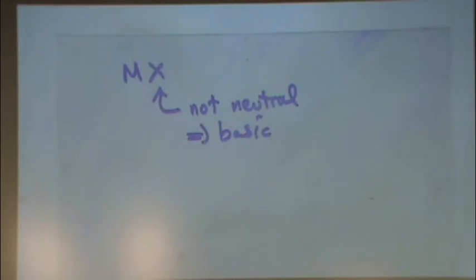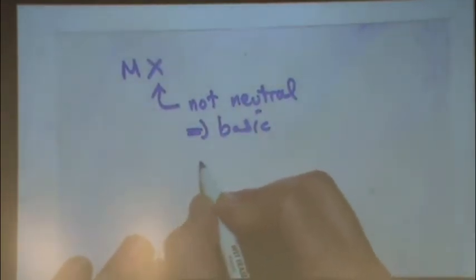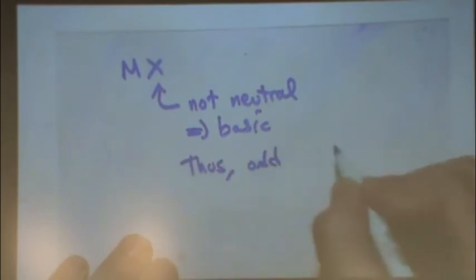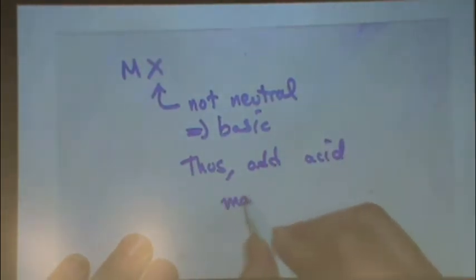Remember when we did that stuff in chapter 15? Actually, it's the acid, base, or neutral. We separate out the ions. And the anion is always neutral or basic. The cation is always acidic or neutral. Same thing. Okay? So if that's not neutral, then it's basic. If it's basic, therefore, thus, you can add an acid to this to make it more soluble.